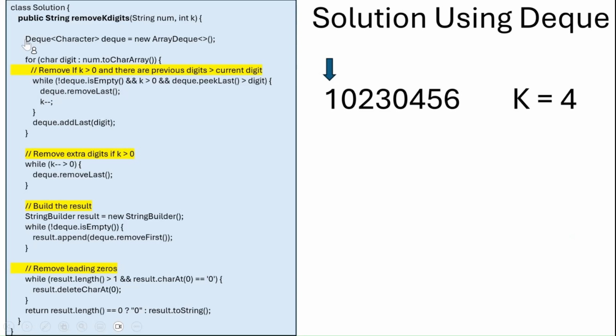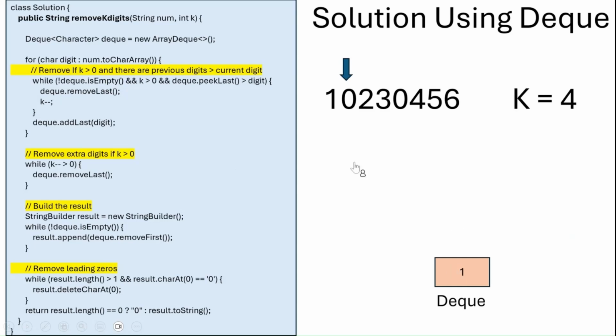And we have declared the Deque here. So we push the Deque because Deque is empty, so it will not go into this while loop. So it will basically add last digit. What is the digit? It is 1. So it will go to next digit. Now it will go to this while loop.